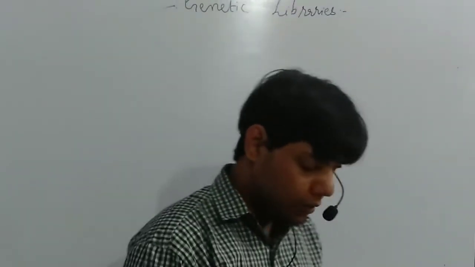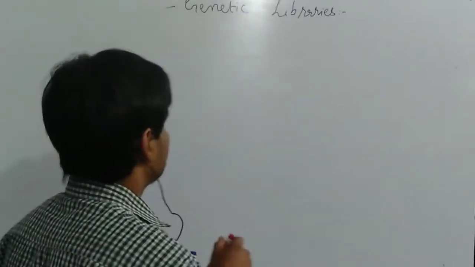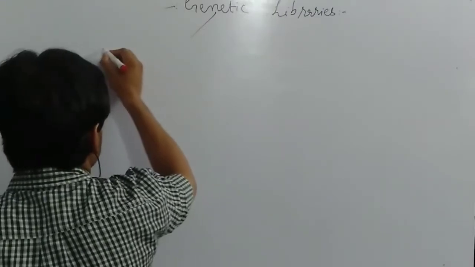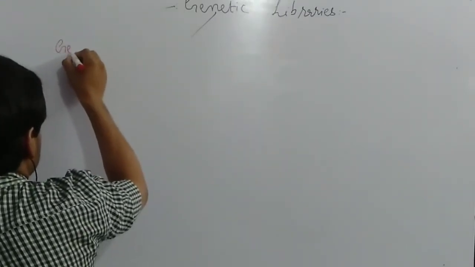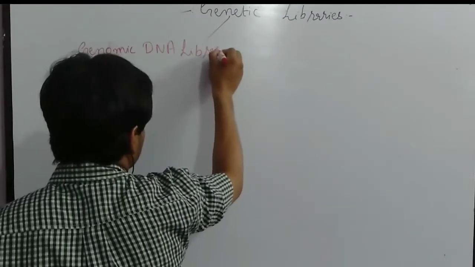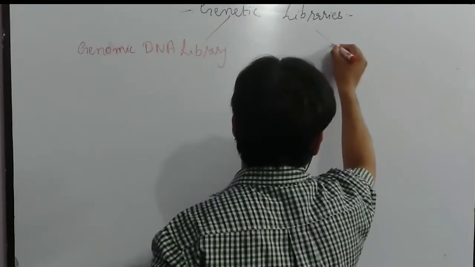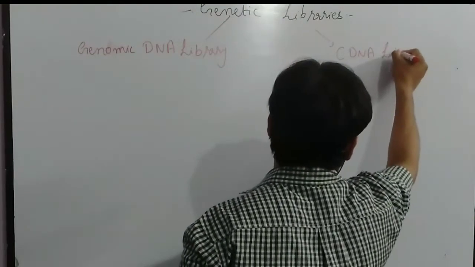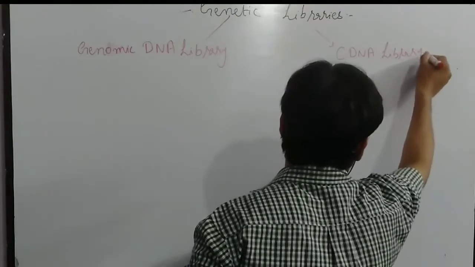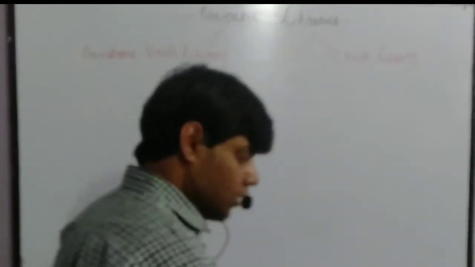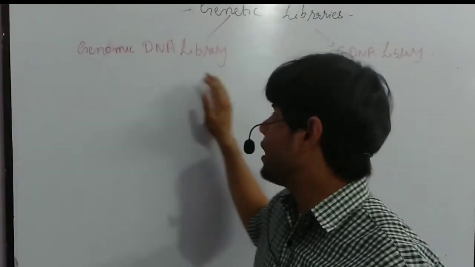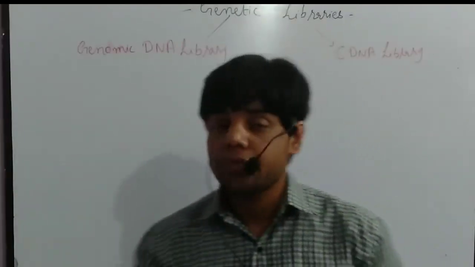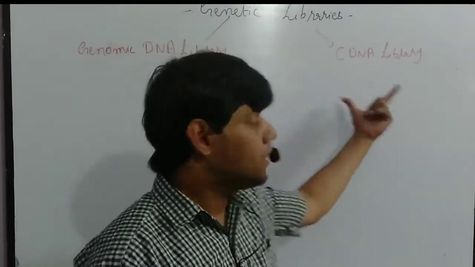Now, there are usually two types of genetic libraries. One we call genomic DNA library, and the other we call cDNA library. In this video we are going to talk about the genomic library. First of all, we need to understand the genomic DNA library, then in the next video we will talk about the cDNA library.